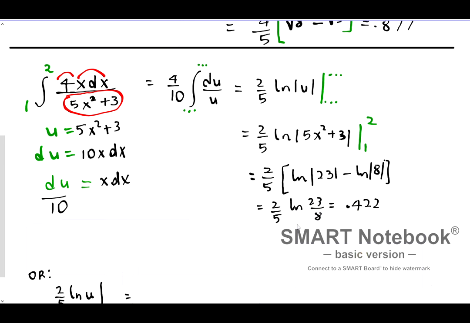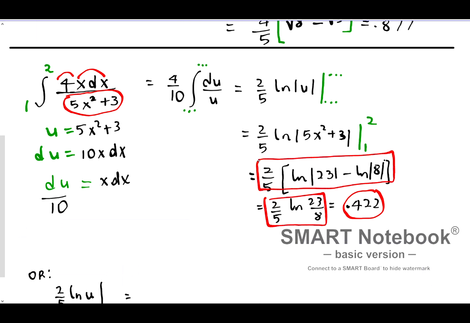And of course, you can also convert that to a decimal. So you can also leave the answer as 0.422. So either one of these would be okay. Even this one would be okay. But I think it's good for you to know how to manipulate logarithms and how to write them in the simplest possible form, such as this one. You're going to see that again in other classes if you're taking Calc 2 and beyond.